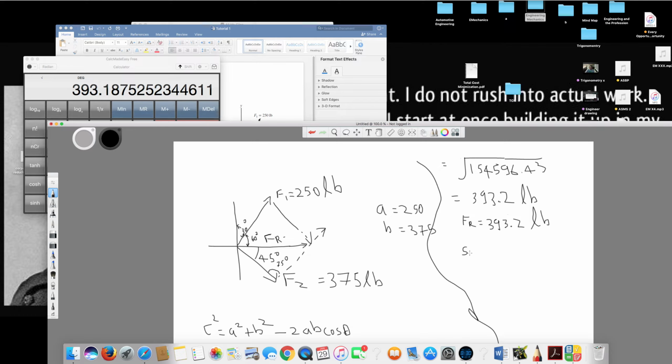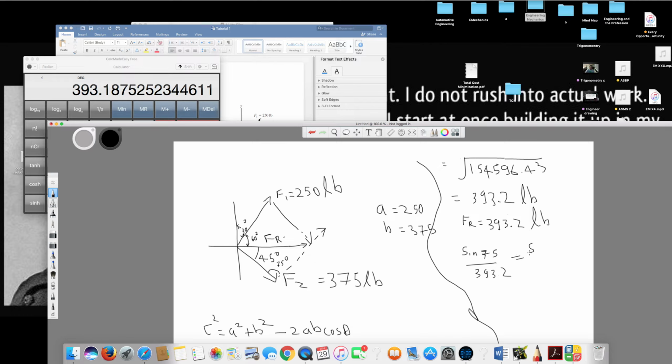Sine of the angle opposite to the resultant force, as we know already, is 75 degree, over the resultant force, 393.2. If you take the bottom side of the resultant, let's take the top side instead. If we take the top side, it's 60 degree.